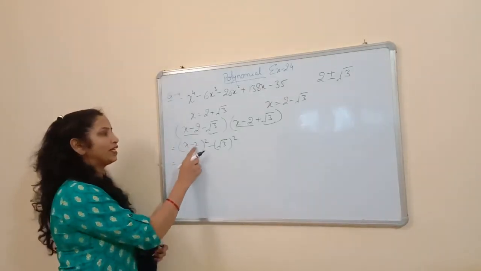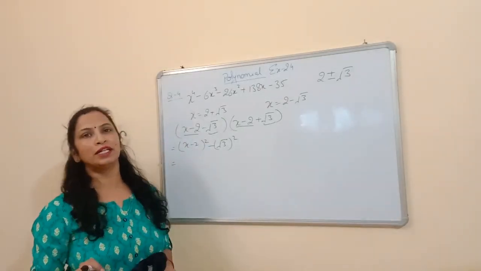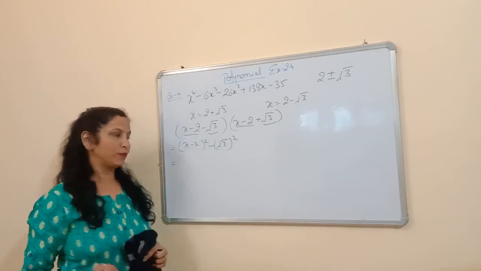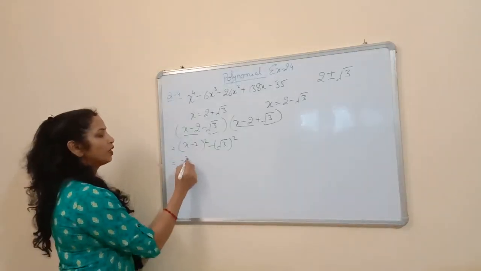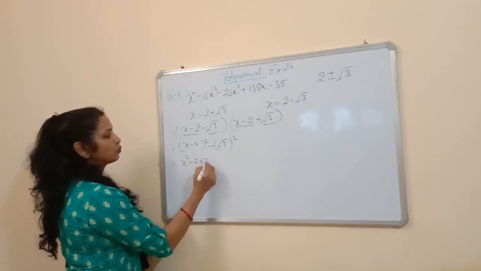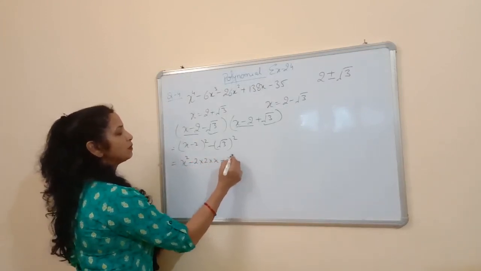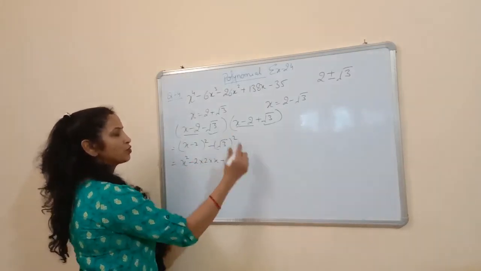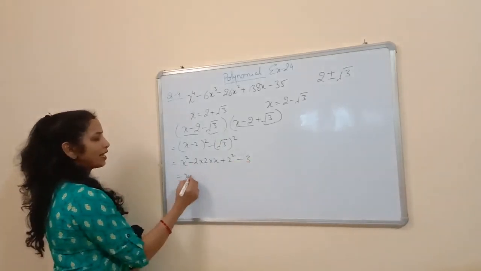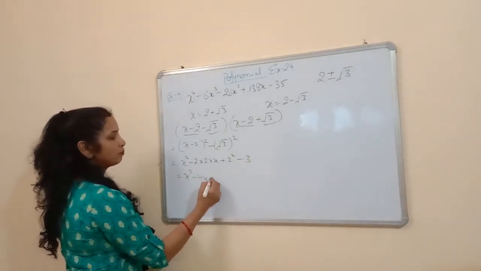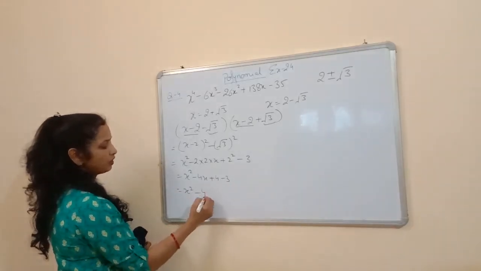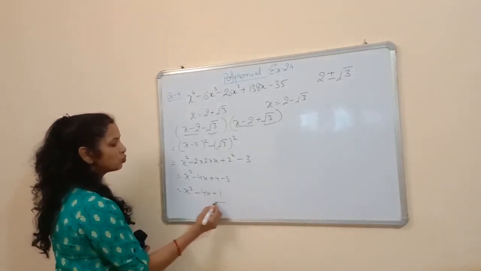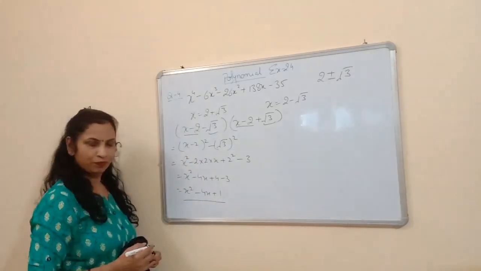So we always open the bracket, we always open the whole square by using identity. It is a minus b whole square, and we know the identity: a square plus b square minus 2ab. So we will open this bracket by using the identity, that is a square minus 2 into a into b plus b square. Minus root 3 square will be 3. So it is x square minus 4x plus 4 minus 3. And we can simply solve it. It will be x square minus 4x plus 1. So this is a factor of this polynomial.